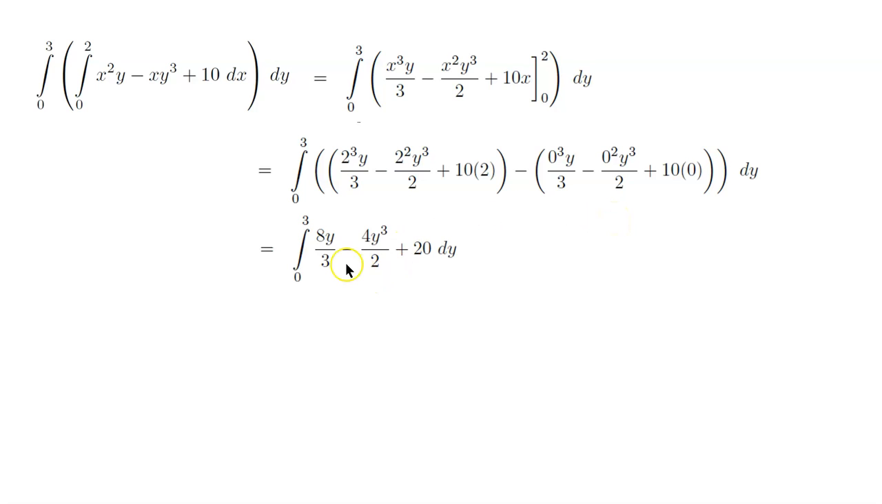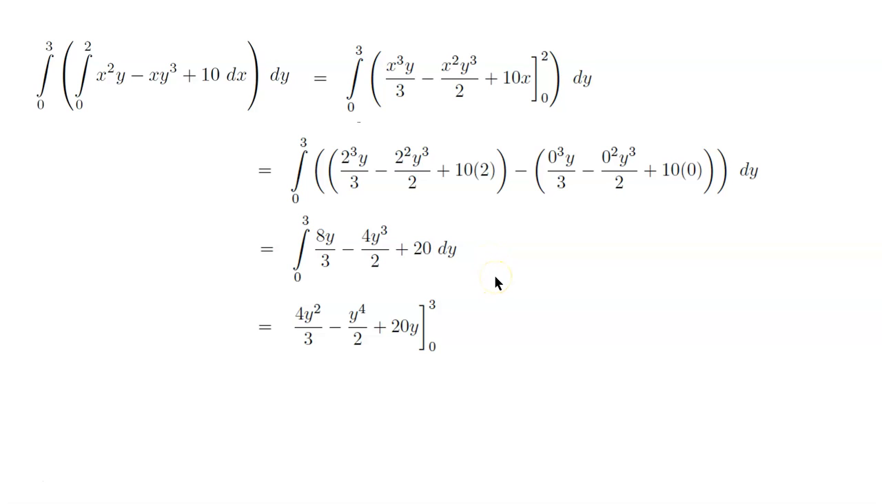Simplify all that. I get 8y over 3 minus 4y cubed over 2 plus 20. Give me the 20. Now, this looks like a normal integration problem. I'm going to integrate with respect to y. This will give me y squared over 2, but that'll cancel and give me a 4. I'll get y to the 4th over 4. That'll cancel. Okay, so this is what I'm going to get.